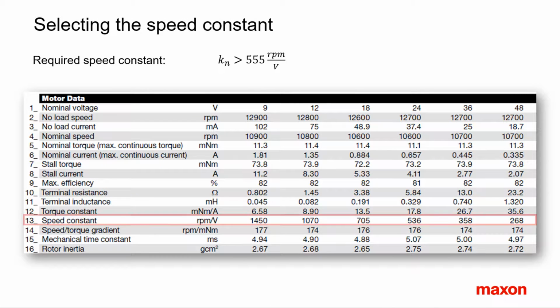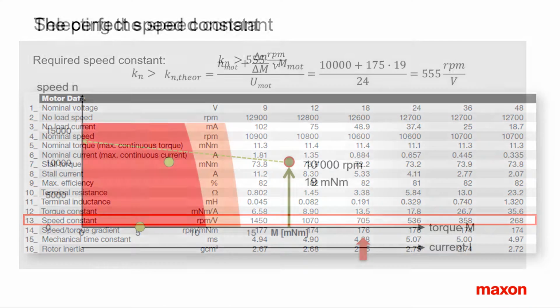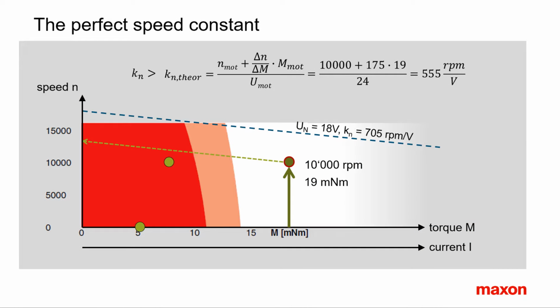A glance at the catalog page shows in line 13 that the first 3 windings fulfill this condition. The winding with 24 volt nominal voltage is just a little short. Selecting the winding with 18 volt nominal voltage gives us a nice speed reserve. The speed-torque line lies above all operation points.